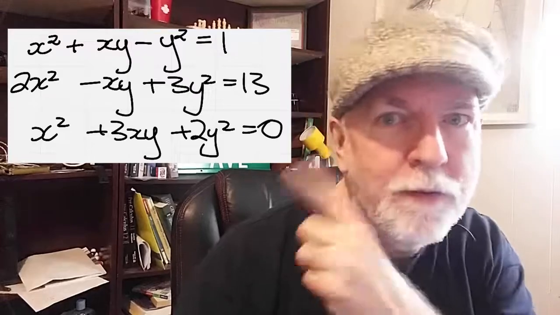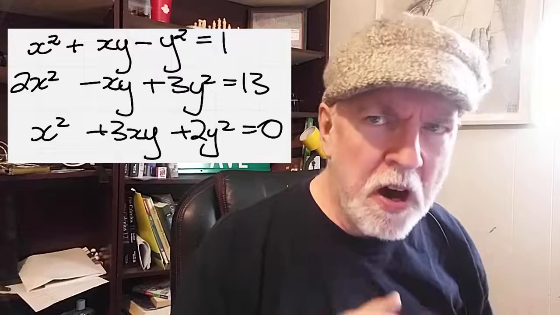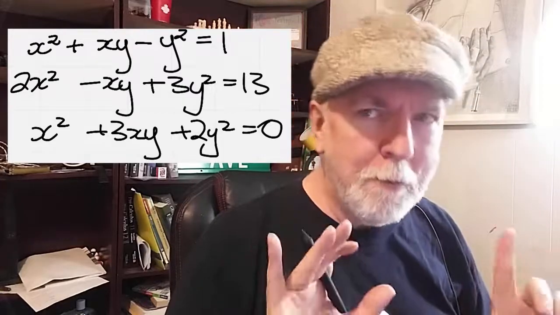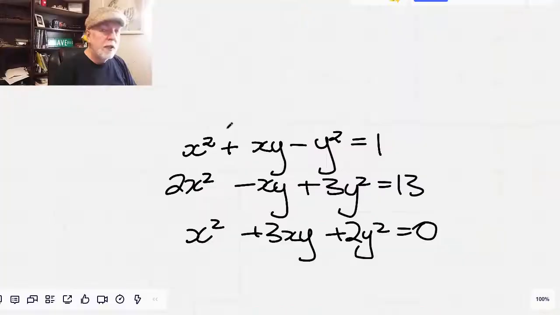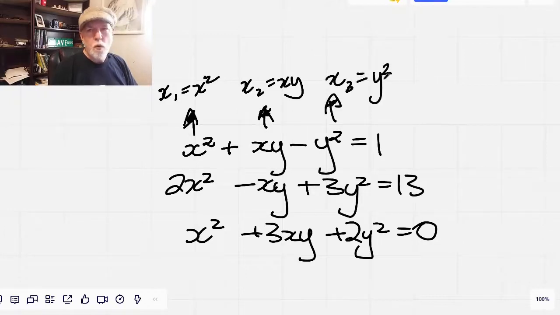We've got a system of linear equations that looks suspiciously non-linear, but we won't let that stop us. This first column is all x squared. So let's substitute x sub 1 for x squared. Same thing here with this x times y. They're all the same. So we'll make that x sub 2. And then finally, our x sub 3 will be y squared.